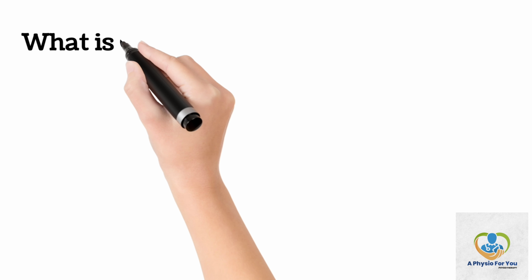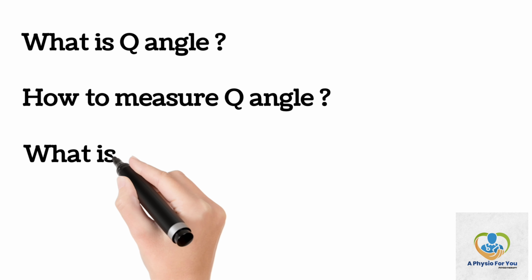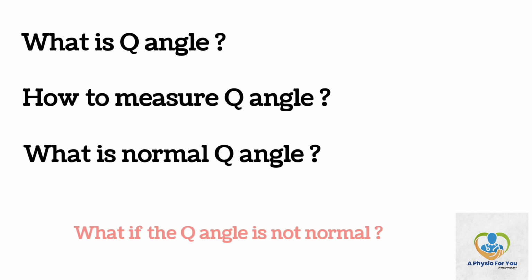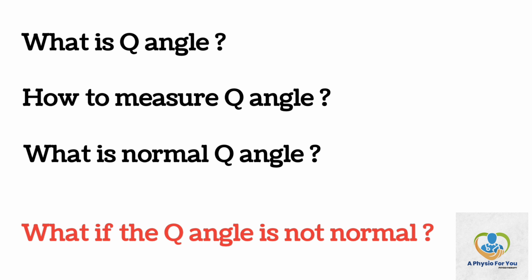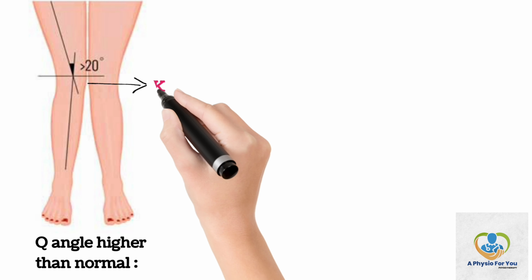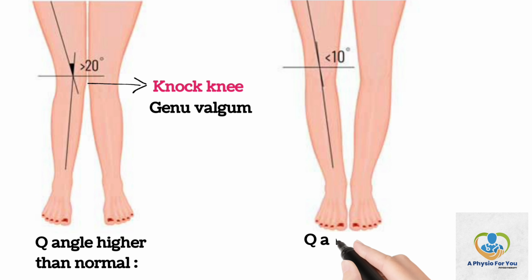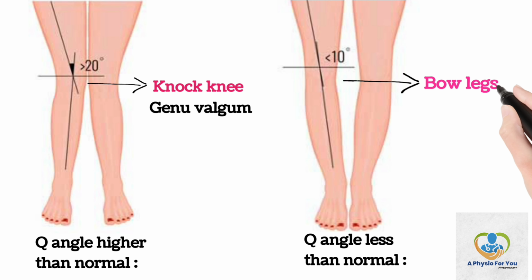So now we know what a Q angle is, how to measure it, and what the normal Q angle is. But what if the Q angle is not normal? When you have a Q angle higher than normal, you may progress to knock knee, which is called genu valgum. And when you have a Q angle less than normal, you may progress to bow legs.